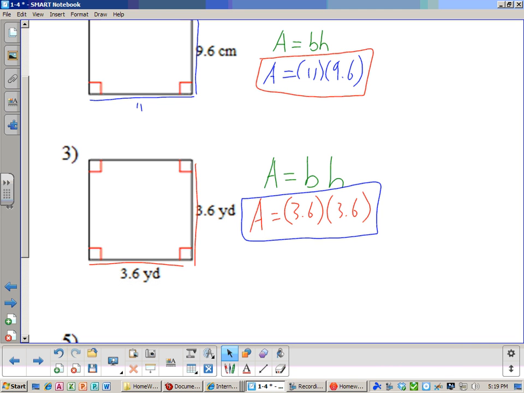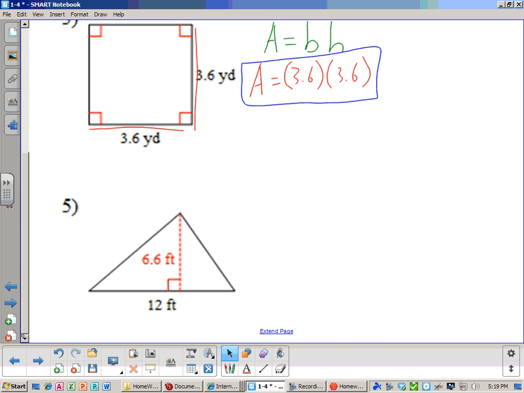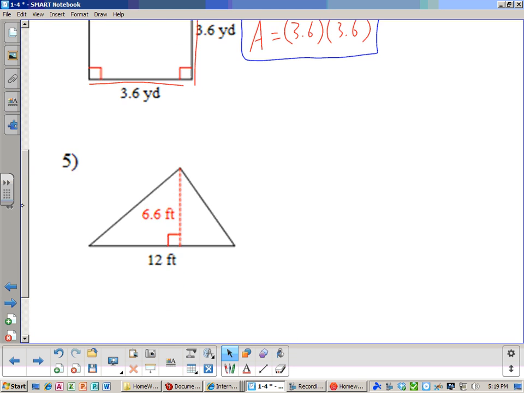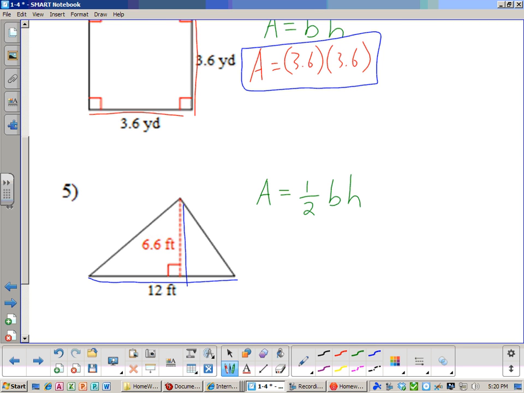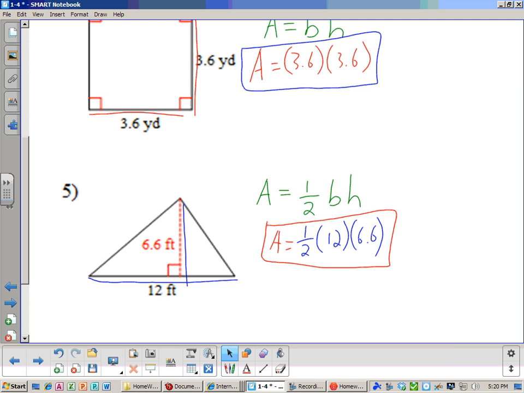Let's go ahead and go on to number 5 here, which is not a rectangle or square, and totally uses a different formula. The formula used here on your formula chart says not base times height, but 1/2 base times height. Remember that for triangles. Triangles are 1/2 base times height. This is pretty simple, as all I got to do is look and see the base is 12, the height is 6.6. So I say simply 1/2 times 12 times 6.6. I'm going to say that's my area, box that, and I'll leave it alone.